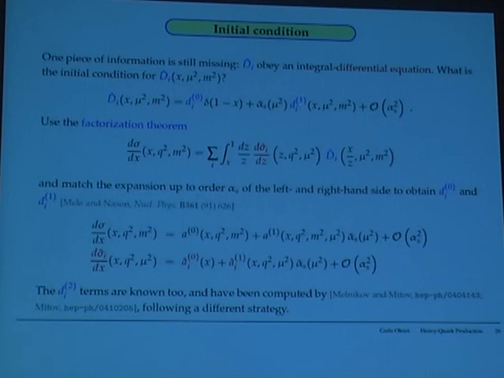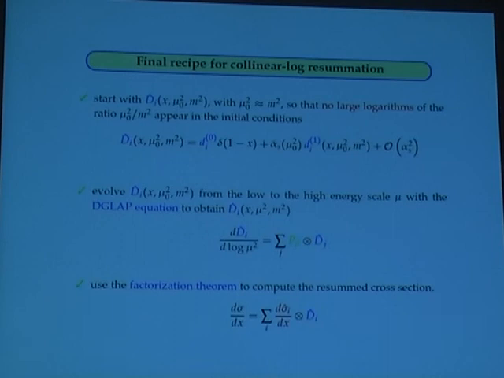Now, what is the final recipe at the end of the day to sum correctly all this logarithm? Well, very, very simple, okay? This is the final recipe. You start with the expression of d, and you compute this expression at the scale that is not very far from m. In this way, this expression doesn't contain large logarithms, because the logarithm of the ratio of the two scales is close to 0. Okay? So you start from this expression.